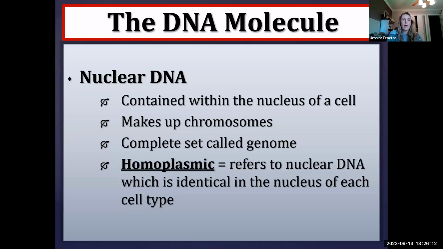Nuclear DNA is homoplasmic, so break that word up. The word homo means same, and plasmic is referring to the DNA, the plasma. It refers to nuclear DNA, which is identical in the nucleus of each cell type.